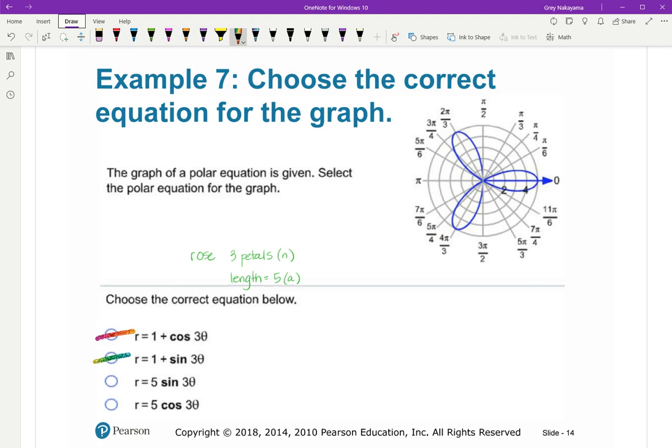So, and the last thing you have to remember is whether it's sine or cosine. Well, it starts on the x-axis. Really bad drawing. So if it starts on the x-axis, it's got to be the cosine. Okay? So, not very hard if you have some idea about these equations and their shapes.